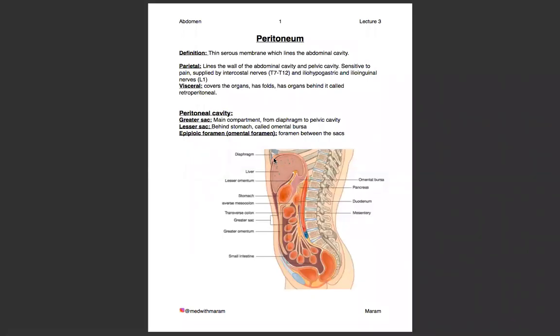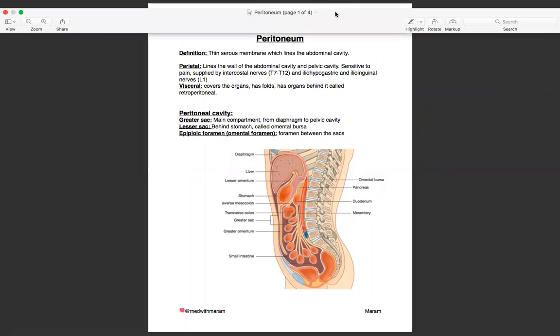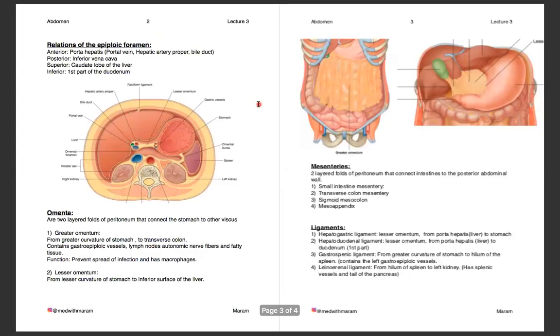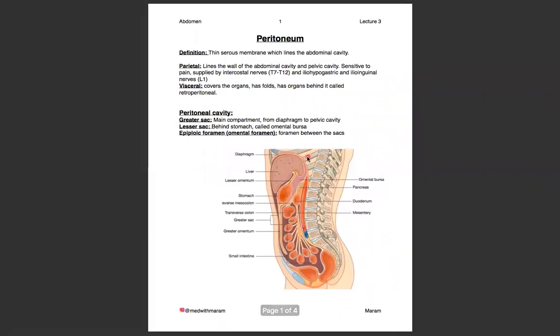Yalla, there's one more thing we can talk about really quickly, which is the peritoneum. The peritoneum has a lot of details, a lot of things, but I don't want to go through much because again, it's not a really big area of questions. So we're going to go through it very lightly.